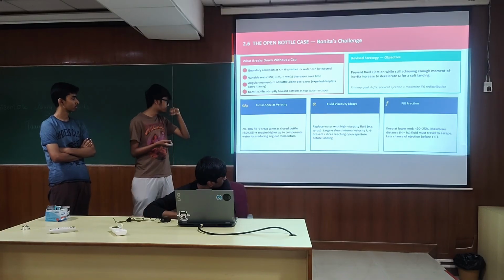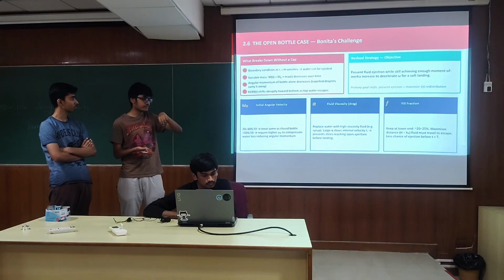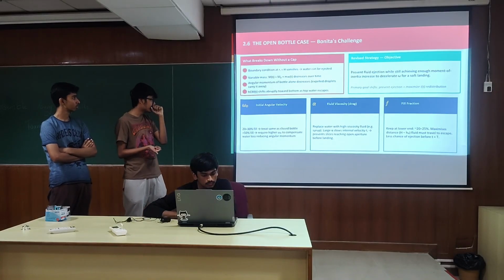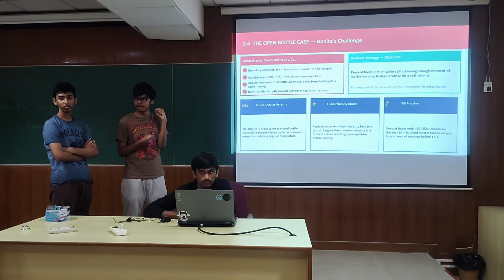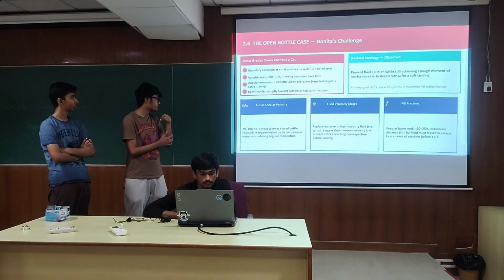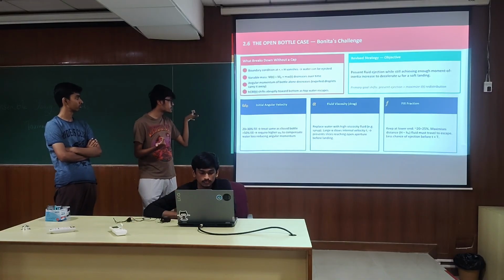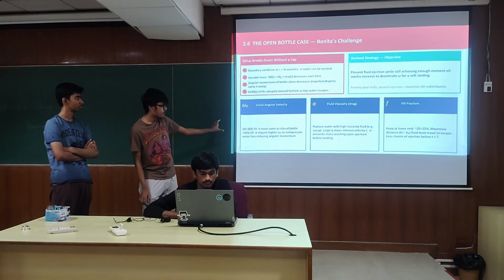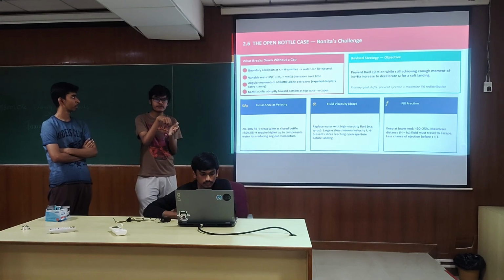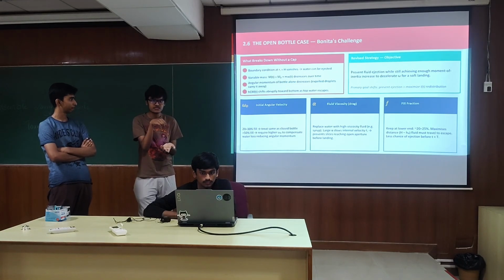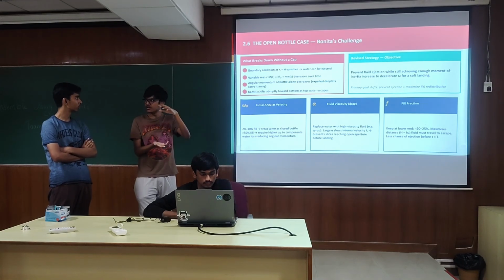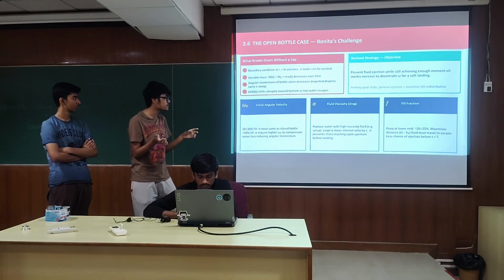For most of the testing, we fixed the initial angular velocity at 20, and the mass flow at 20 grams per second, and most of it we treated as this. If it's 20 to 30% filled, then it mostly behaves just like an open bottle. Sorry, closed bottle. The water doesn't come out in the closed bottle case.